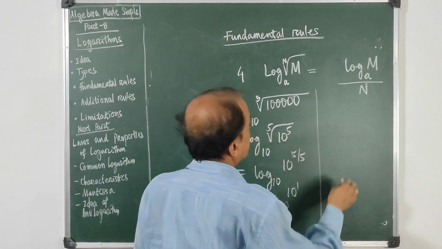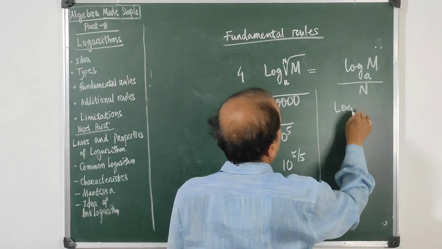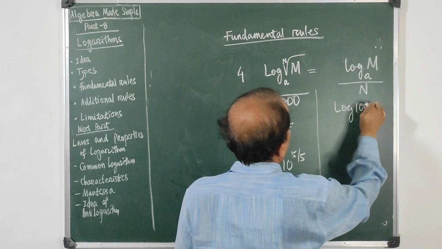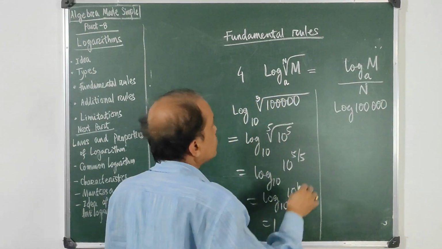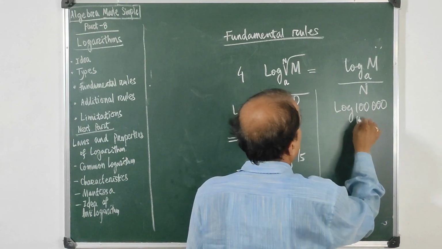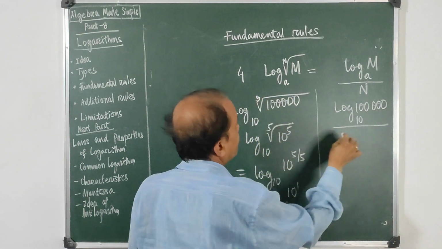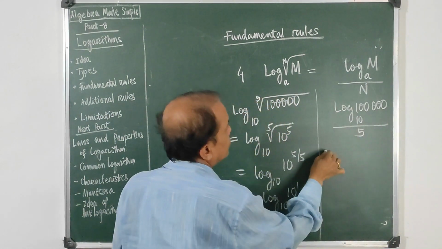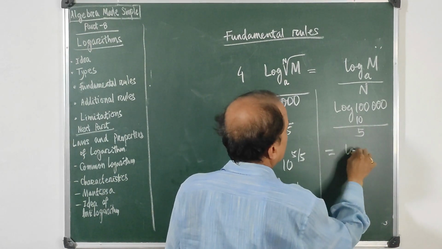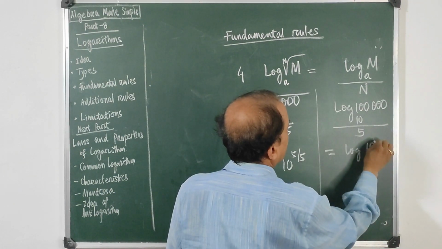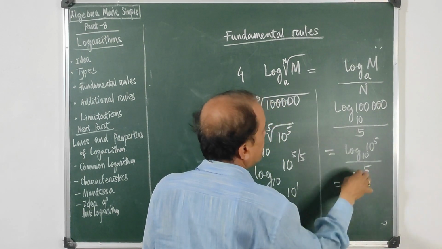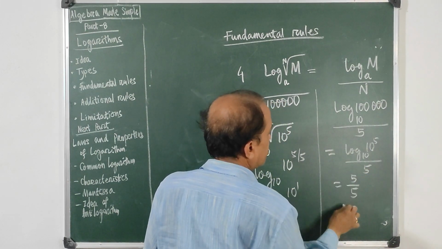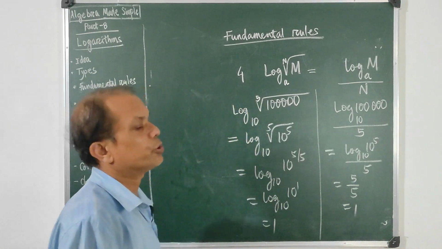And how much is RHS? Log 100,000 to the base 10 divided by n, which is 5. This much is log 10 to the power 5 to the base 10 divided by 5, is equal to 5 divided by 5, is equal to 1. So this rule is also true.